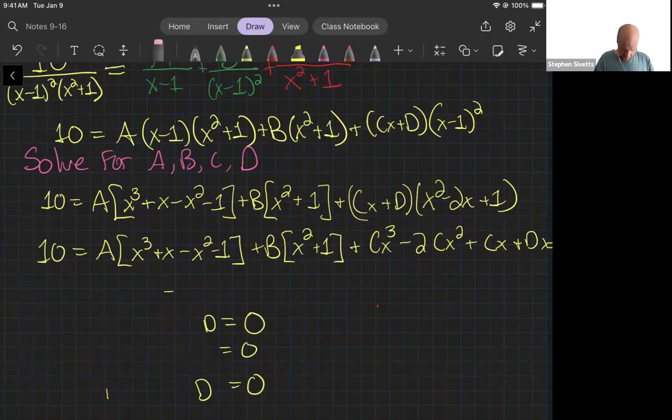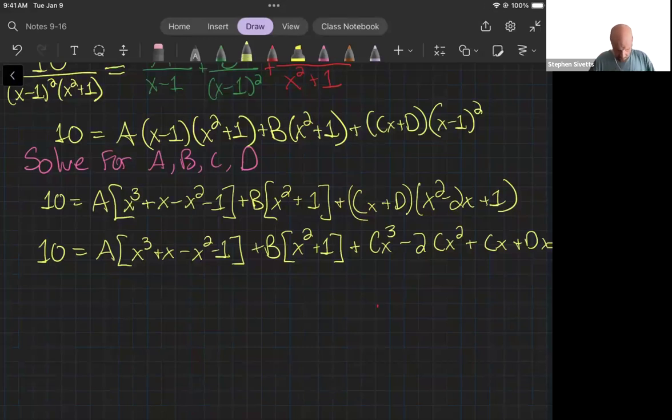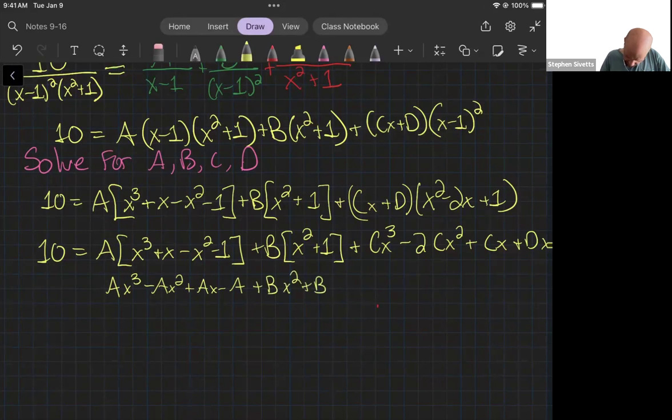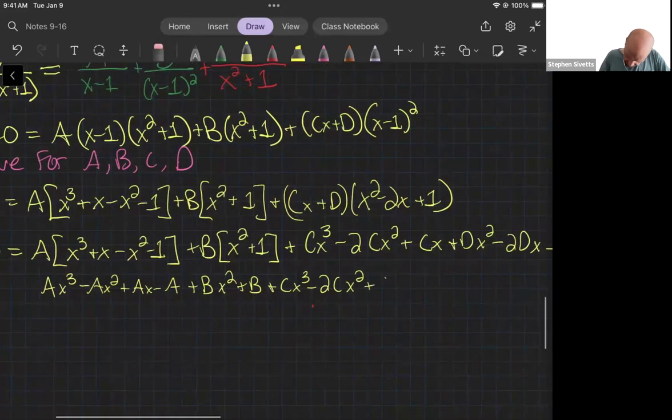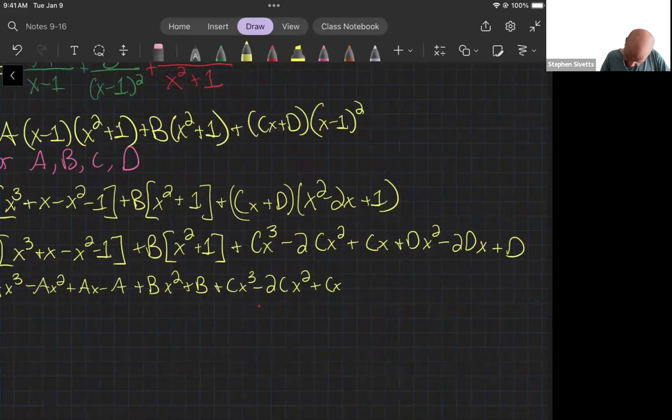This is the thing where we have to really keep track of your algebra. So I'll have ax cubed plus ax, or I should say minus ax squared plus ax minus a, plus x squared plus b, plus cx cubed minus 2cx squared plus cx, plus dx squared minus 2dx plus d.